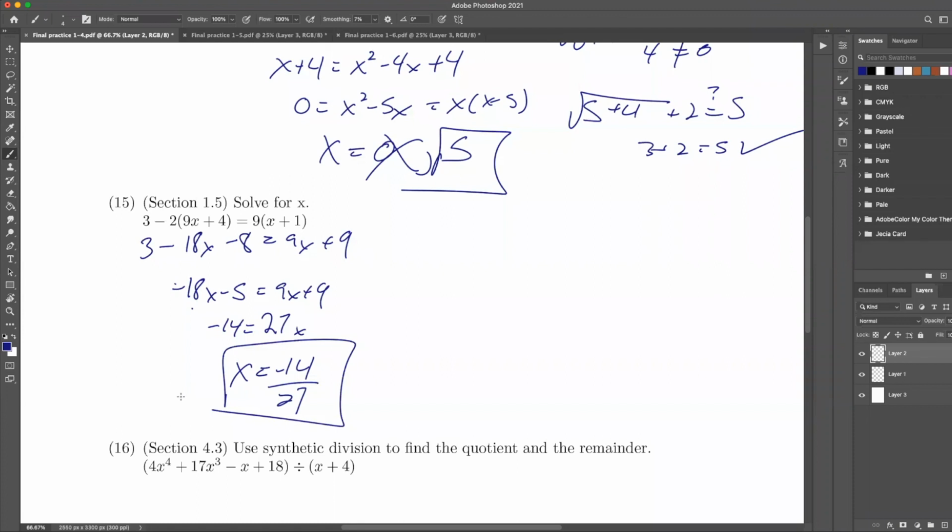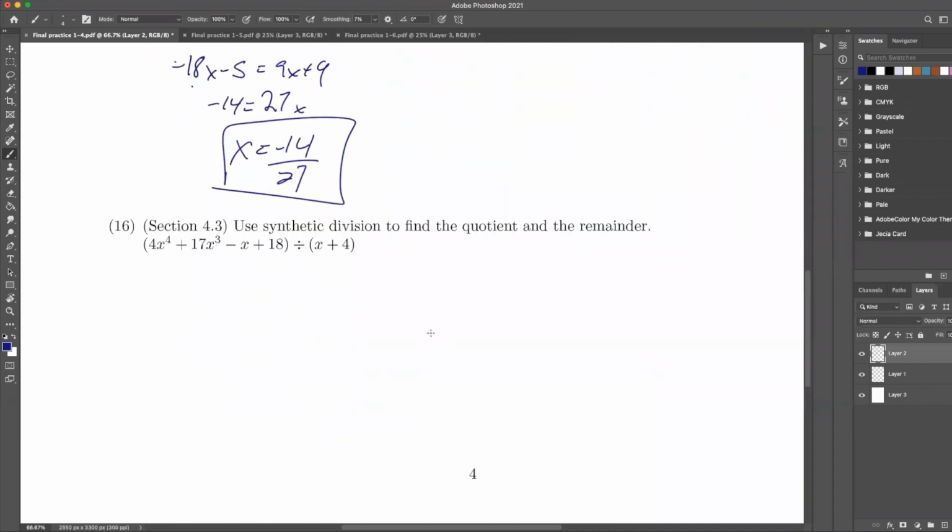All right. For number 16, we're going to be using synthetic division. So synthetic division, where is that at? Hi, computer. Why are you a bit chunky, so let me just clear off some of these things real quick.